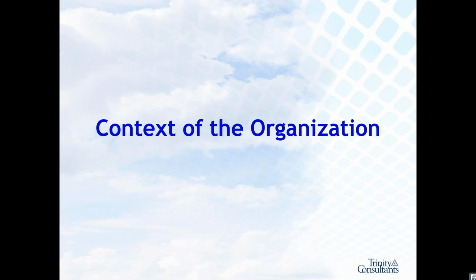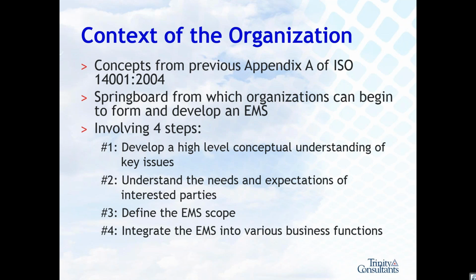So first we have context of the organization, and the standard opens up with this section. Like I said earlier, many of these themes were present in the previous standard, but are now more emphasized in the 2015 standard. The context of the organization is no exception. So this was discussed somewhat briefly in the appendix of the previous standard, but now has its own full-blown section in the 2015 standard. And really, I look at this section as just the starting point and a springboard for developing your EMS.